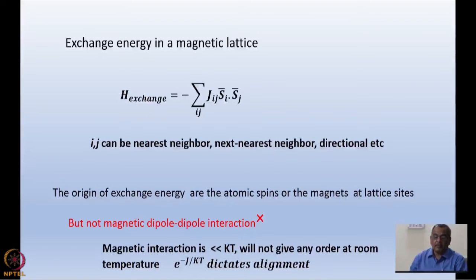So now we have come to the very important part of magnetic interaction known as exchange interaction. Basically, exchange energy in a magnetic lattice, we usually write it like this: H exchange is nothing but J_ij, which is an exchange integral, S_i dot S_j, where S_i and S_j are the local spins or magnetic moments in a system. So it means we have this lattice. I showed you in a figure earlier also.